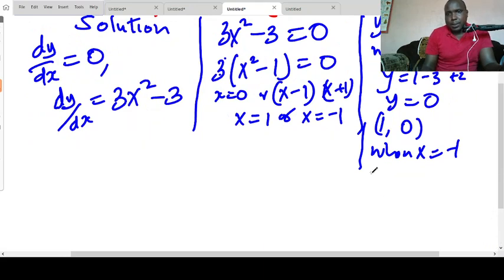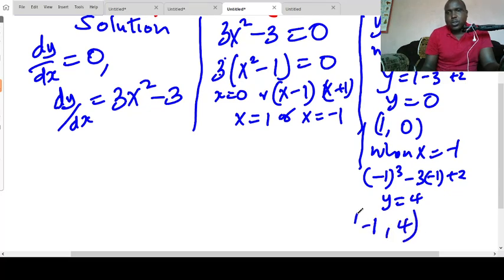So that one will be -1 cubed minus 3 times -1 plus 2. This one is going to give us y is equal to 4. So the other point we are going to have is (-1, 4). Now we have two stationary points.